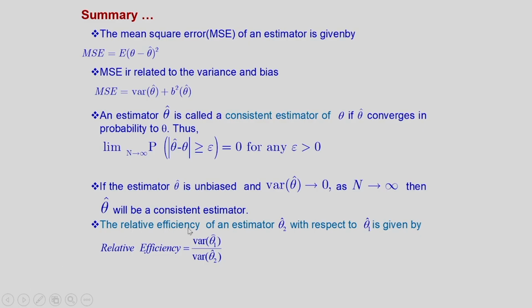The relative efficiency of an estimator theta 2 hat with respect to theta 1 hat, which has lower variance, is given by relative efficiency equal to variance of theta 1 hat divided by variance of theta 2 hat.